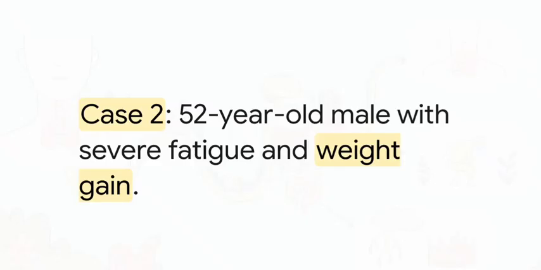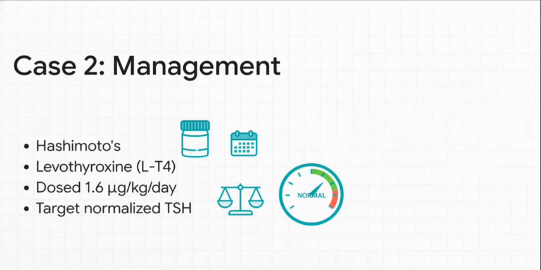Now let's consider Case 2, a 52-year-old male complaining of severe fatigue, constipation, an 8-kilogram weight gain, and cold intolerance over the past year. His physical exam shows a sluggish heart rate of 52 beats per minute, and his labs reveal a profoundly elevated TSH of 48. This points to a completely different metabolic reality. His highly elevated anti-TPO levels confirm Hashimoto's hypothyroidism.